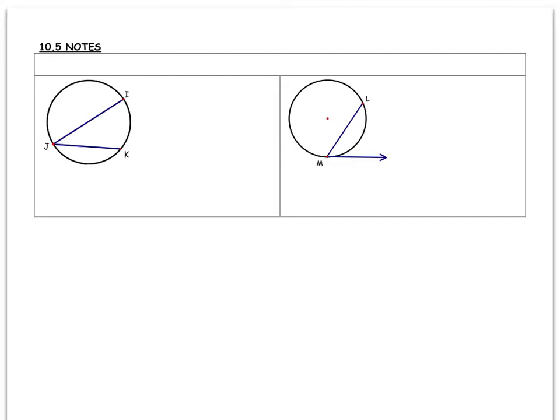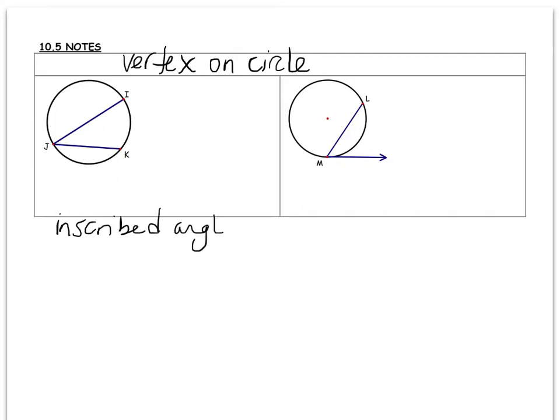So these two are grouped together because the vertex is on the circle. So these are all angles with a vertex on the circle. The first one you already know. This is technically called an inscribed angle. And for an inscribed angle, we know that the angle measure, that angle J, is half the inscribed arc. So angle J is equal to 1/2 the measure of arc IK.